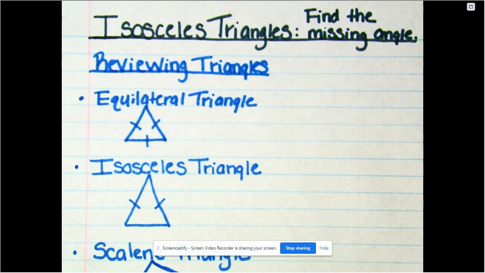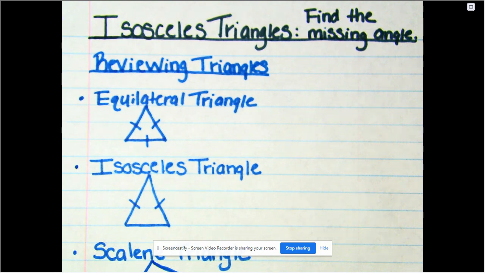Hey guys, in this video we are still working on finding the missing angle of a triangle. However, this time it gets a little bit more unique. So we are dealing with isosceles triangles, find the missing angle, but first I wanted to make sure that we reviewed our triangle properties or characteristics or classification.